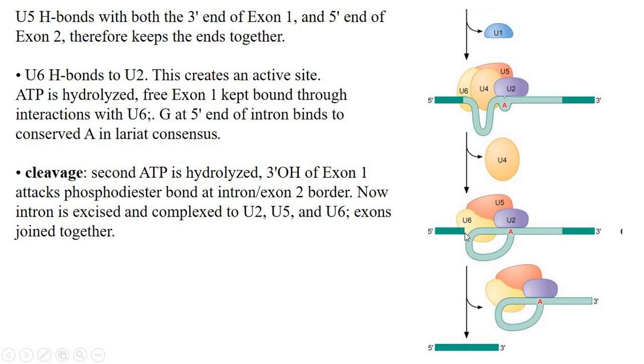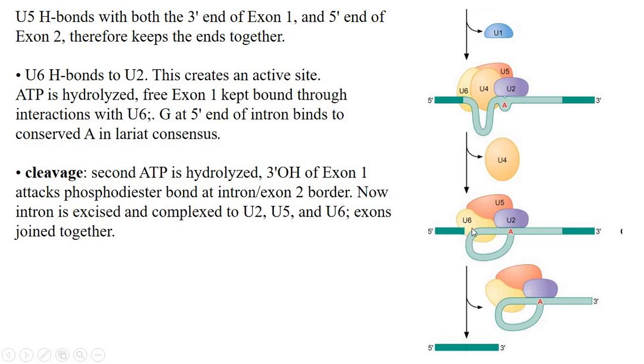U6 is bound here, but it also binds here. U6 is very important as well. You can see it here. Once this cut is made at the intron exon boundary, this exon is kept. It's still associated with the complex through binding to U6.